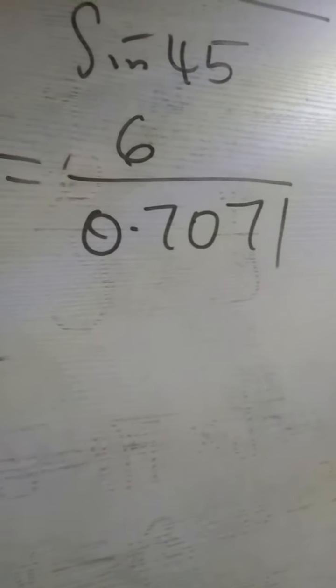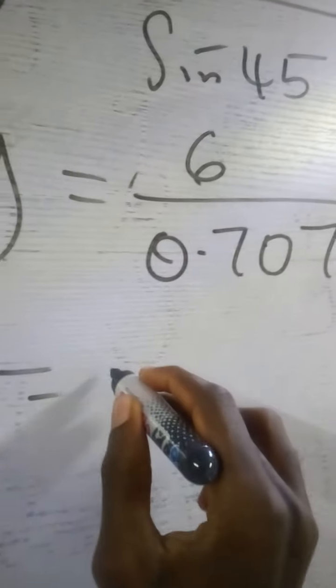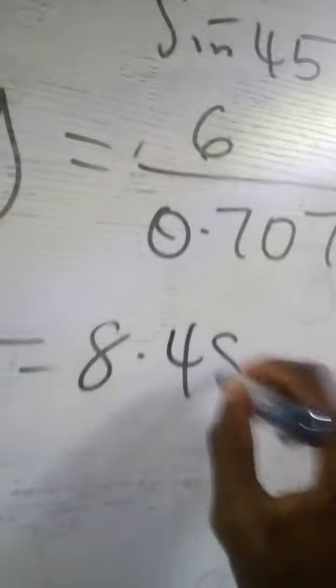That is 0.7071. So 6 divided by 0.7071. So y will be the division between 6 and 0.7071, and that's 8.4854. So y is approximately 8. And by that, we found our x, we found our y.